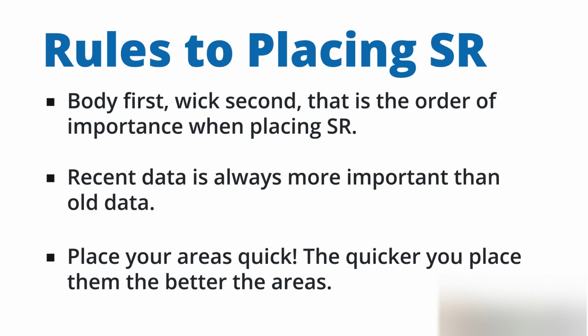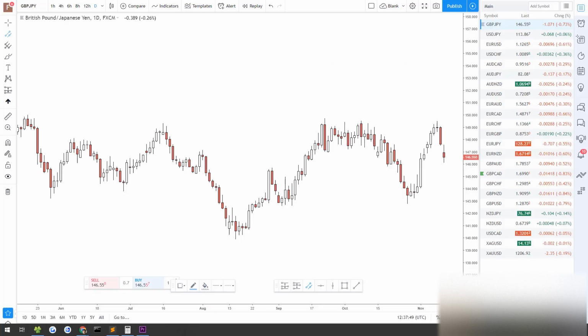All right, let's look at a chart and place these things. You are looking at a GBP JPY daily chart. I place my support resistance areas on the daily chart, and I use daily chart support resistance for trading the 4-hour, 6-hour, 8-hour, 12-hour, and of course daily charts. If I'm trading the 1-hour chart, I'll place support resistance specifically on the 1-hour chart using the same method I'm about to show you here.